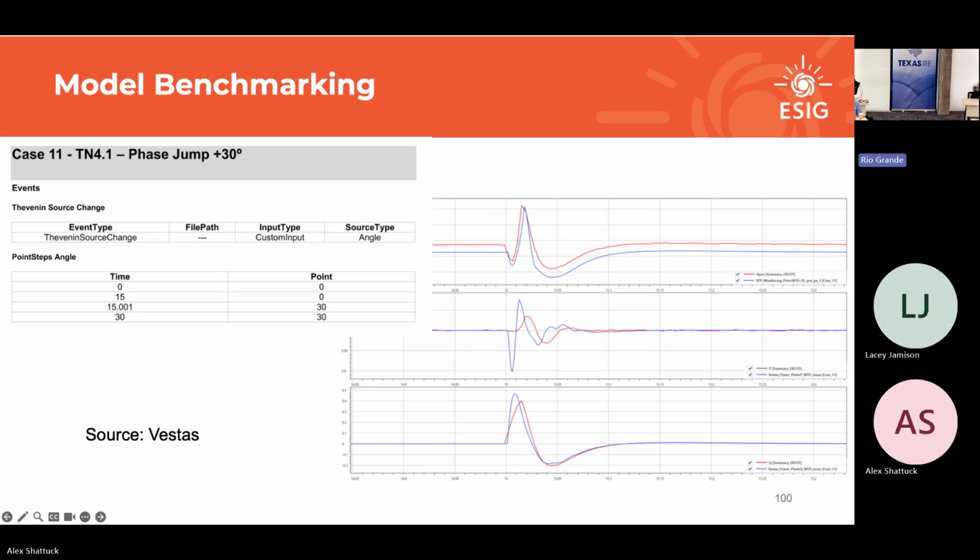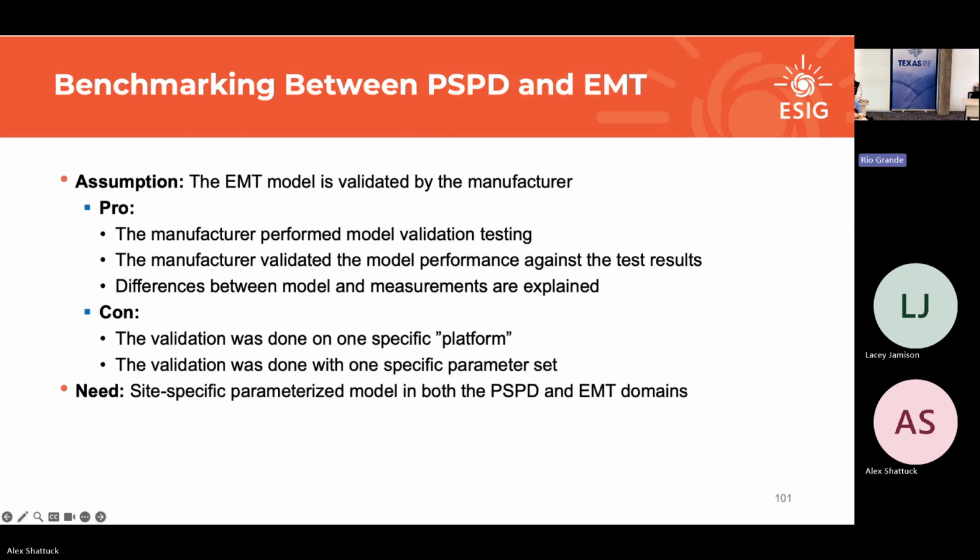This trace doesn't look good, but these are explainable differences. And this is the type of thing that the benchmark report susses out and lets you get information on, so that you know the limitations when you're running it. So between PSPD and EMT, we're assuming the EMT is validated. The best part about the validated EMT model is that the manufacturer does the work for you. You're not doing the work as a developer. You're certainly not doing this report as a transmission system operator.